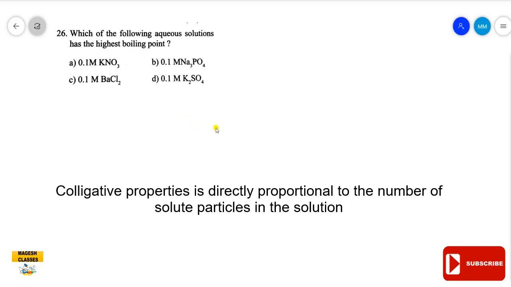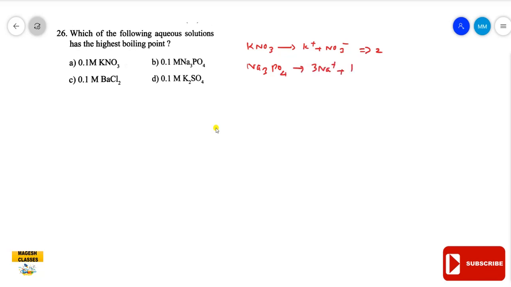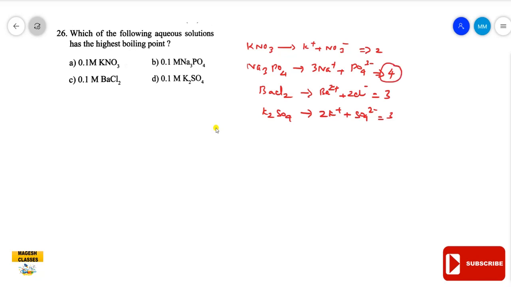In case of option A, potassium nitrate dissociates to give K+ and NO3- ions. So number of ions is 2. In option B, sodium phosphate dissociates to give 3 Na+ and 1 phosphate ion. So number of ions is 4. Barium chloride ionizes to give barium 2+ and 2 Cl- ions. So it will be 3. Potassium sulfate ionizes to give 2 K+ and 1 sulfate ion. So totally 3. The number of ions is maximum in option B, that is sodium phosphate. So this shows the highest boiling point.